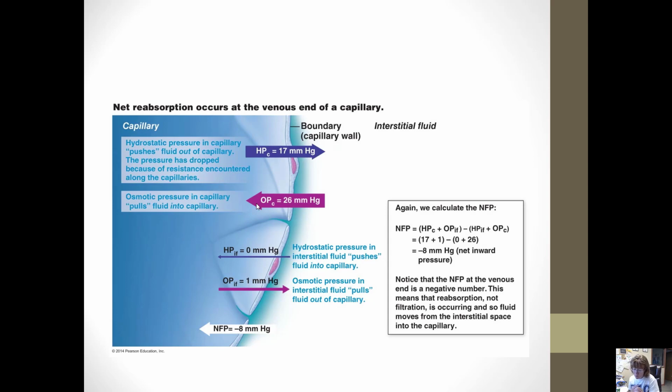Now, support hose or support stockings or compression socks, wrapping the injury to prevent further swelling or edema, is going to help increase the pressure outside of the capillary to force the fluid back in. So we're increasing this hydrostatic pressure out here.